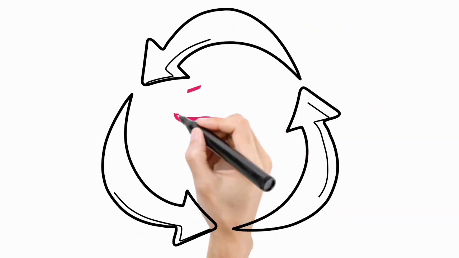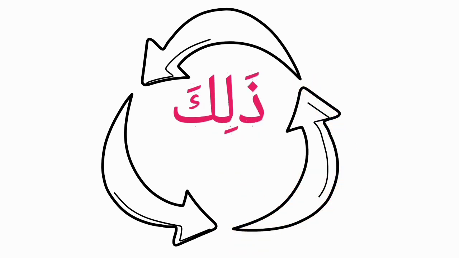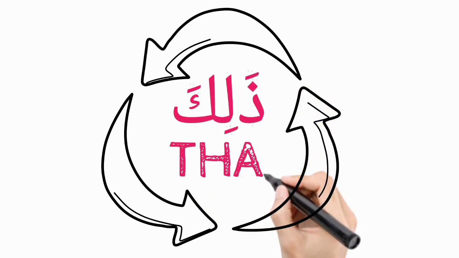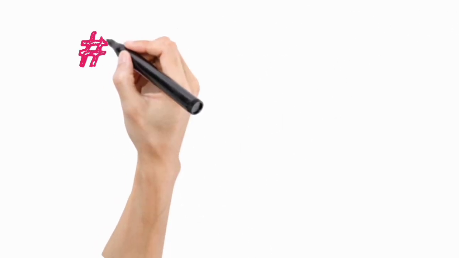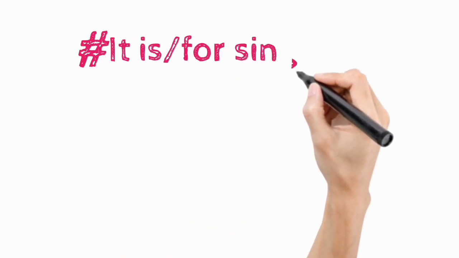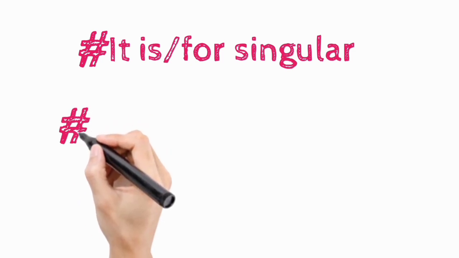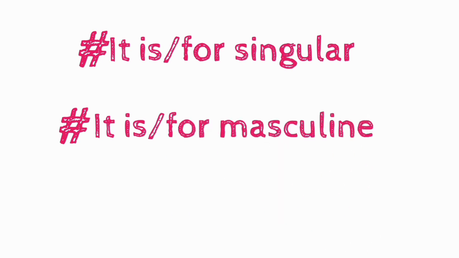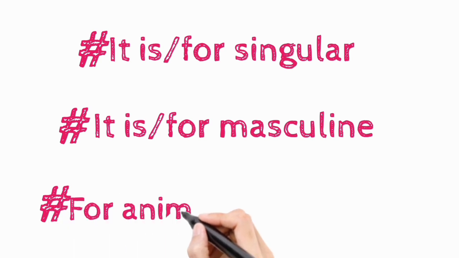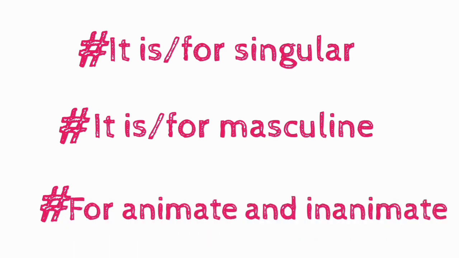Now, as for the far tense pointers, our number one pronoun for pointing to things that are far is zalika, and zalika simply means that. Some of the attributes of zalika are that it is for singular. Zalika in its natural form is singular and is used in pointing to things that are singular. It is for masculine, that is to say, zalika also in its natural form is masculine and is used in addressing things that are also masculine in nature.